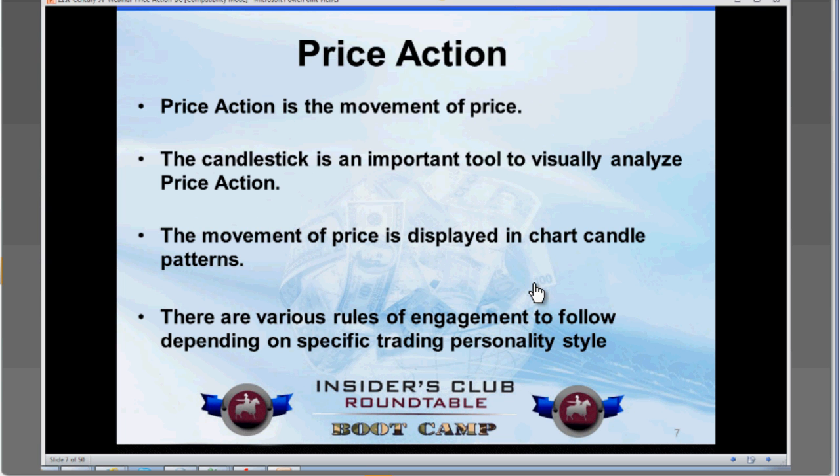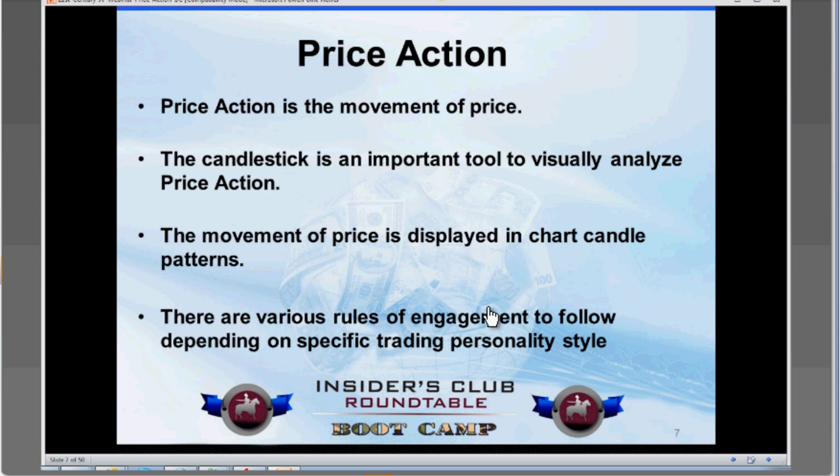And you're going to have movements of price, and these movements of price are displayed in the chart candle patterns. Now this kind of follows up with what Mr. Bigelow does as far as teaching all the techniques that he has. And there are various rules of engagement to follow depending on what specific trading personality or style that you use. Now, we've talked about the 4 different trading styles: scalping, day trading, swing trading, position trading.